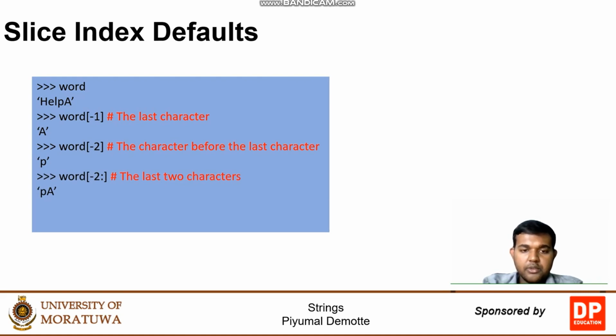Furthermore, if we use the slice notation with -2 as the second index without specifying the first index, this will return everything except last two characters of the string as a substring.